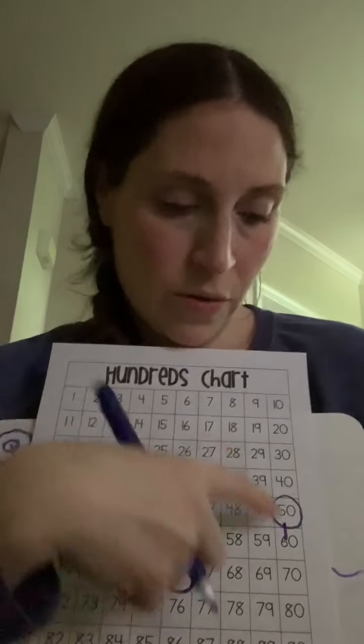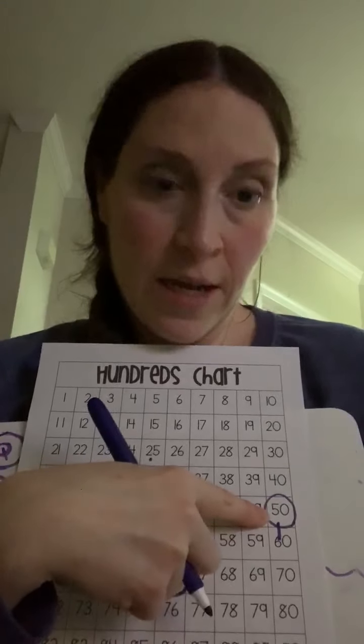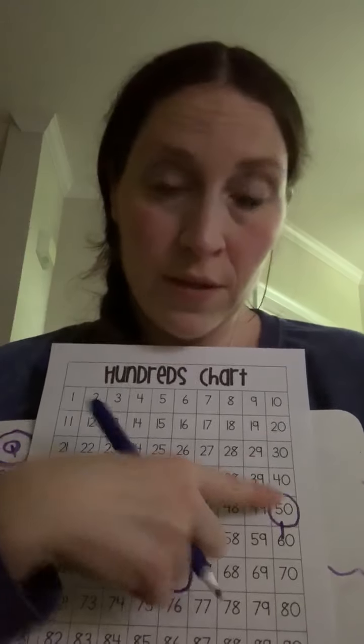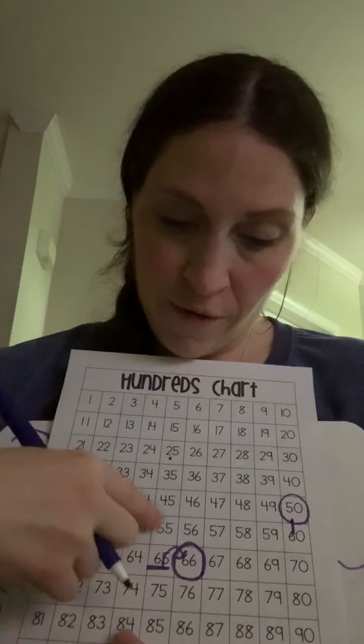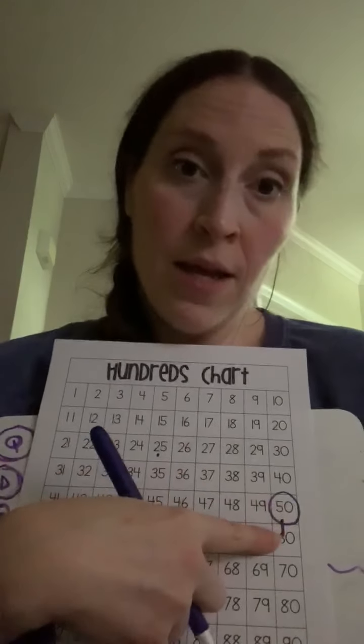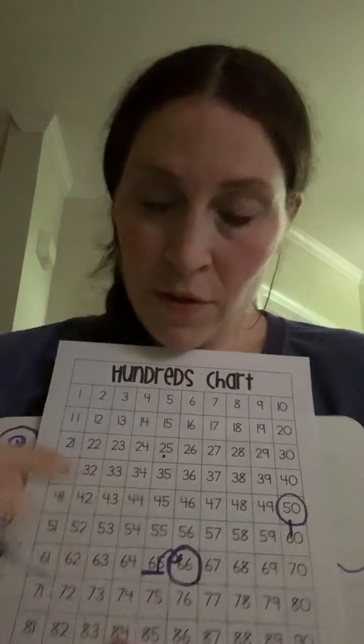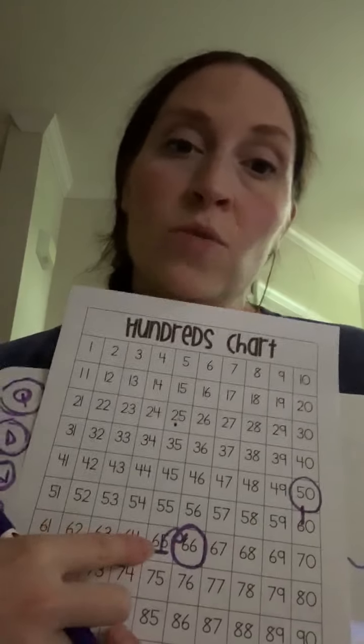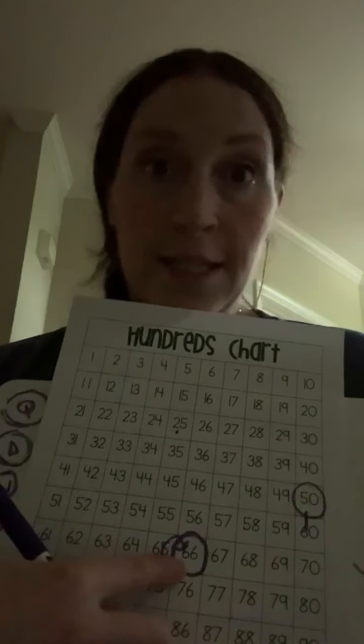So we started with 1 quarter, which was 25. We know 2 quarters is 50. Our dime is 10. So we just do 1 jump down, which is 10. Or you could have done 10 jumps. 1, 2, 3, 4, 5, 6, 7, 8, 9, 10. Our nickel was 5. So we did 5 jumps. 1, 2, 3, 4, 5, and our penny is 1, so we did 1 jump, and that got us to 66.